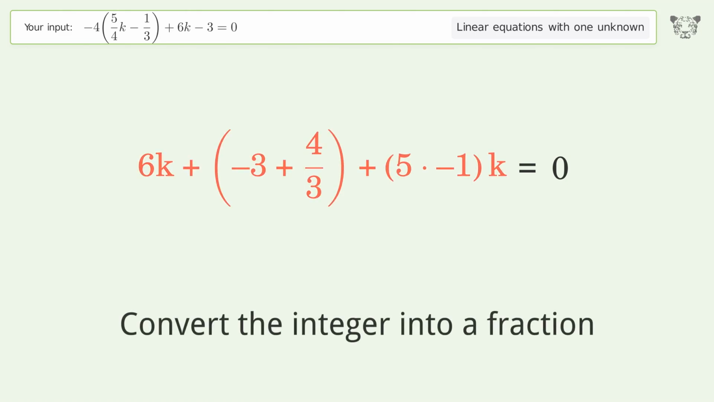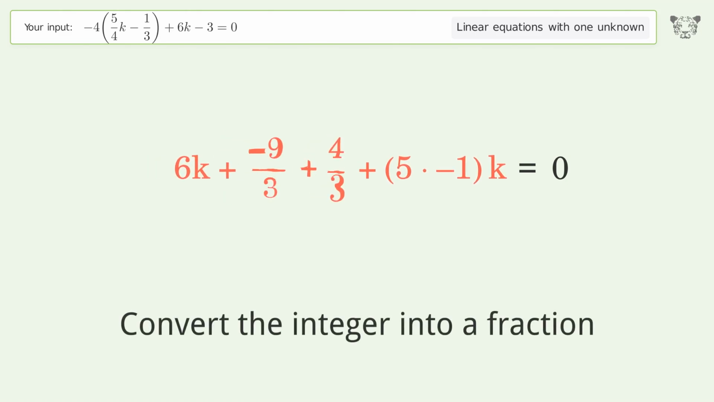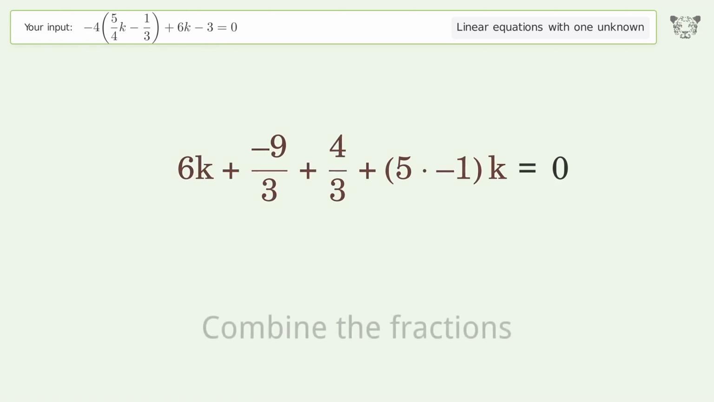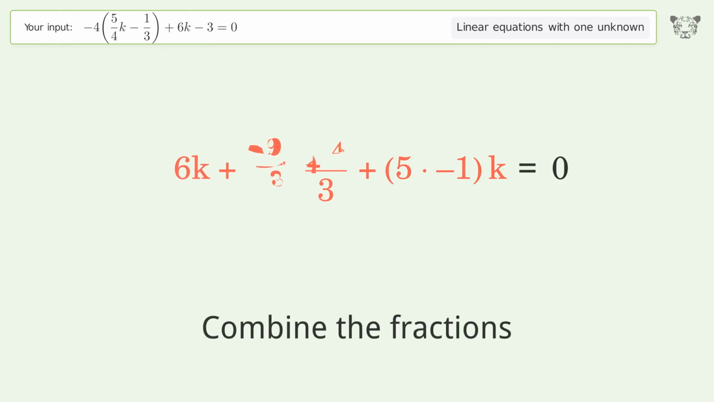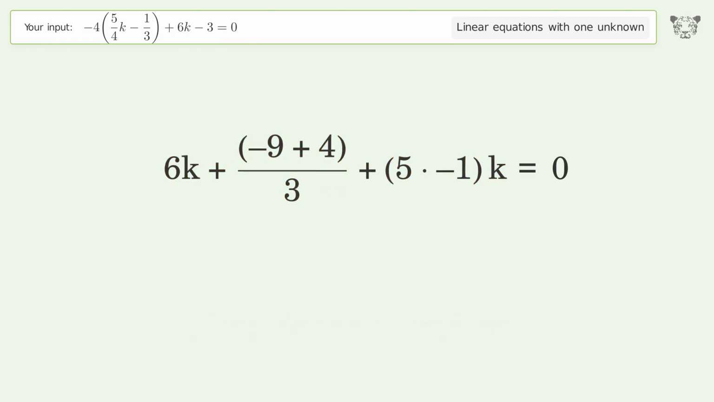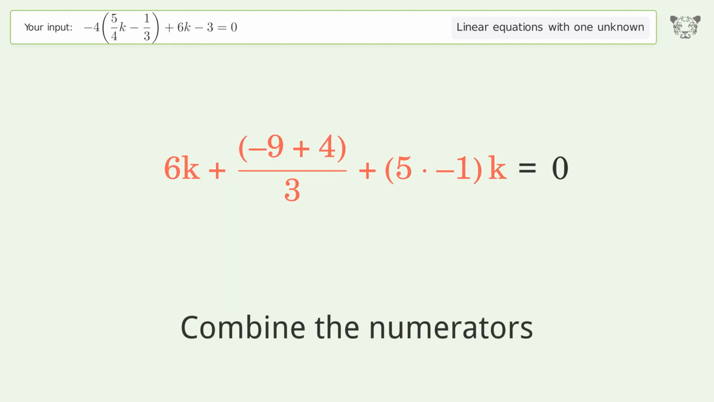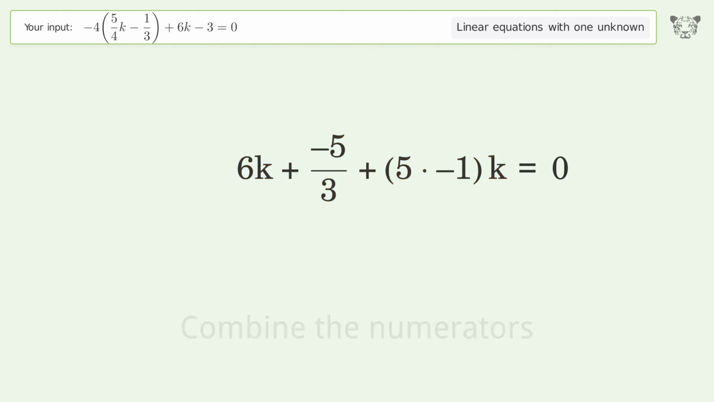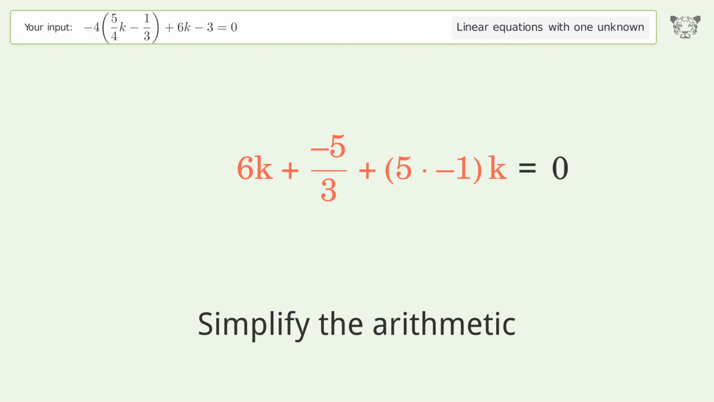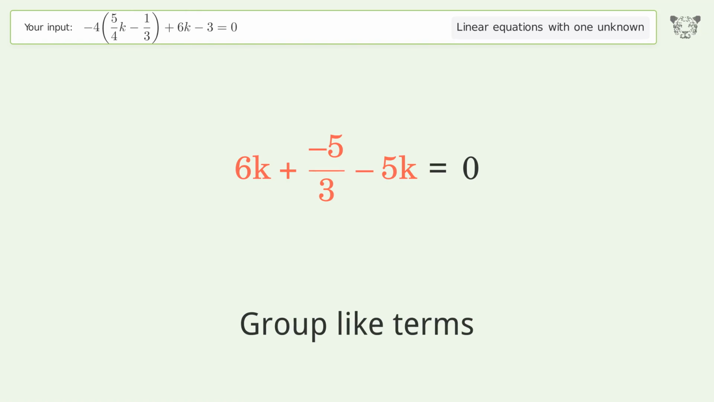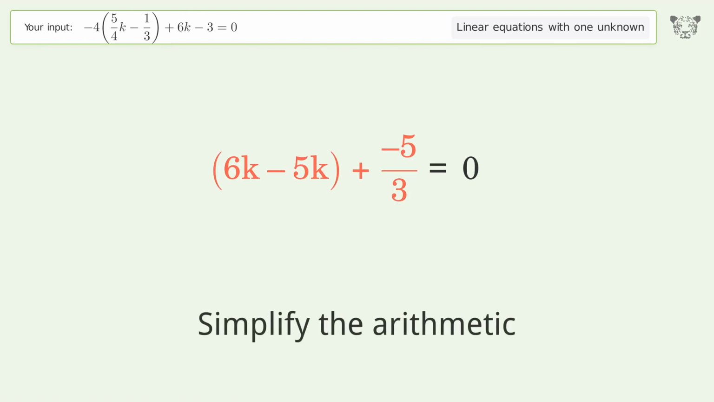Convert the integer into a fraction. Combine the fractions. Combine the numerators. Simplify the arithmetic. Group like terms. Simplify the arithmetic.